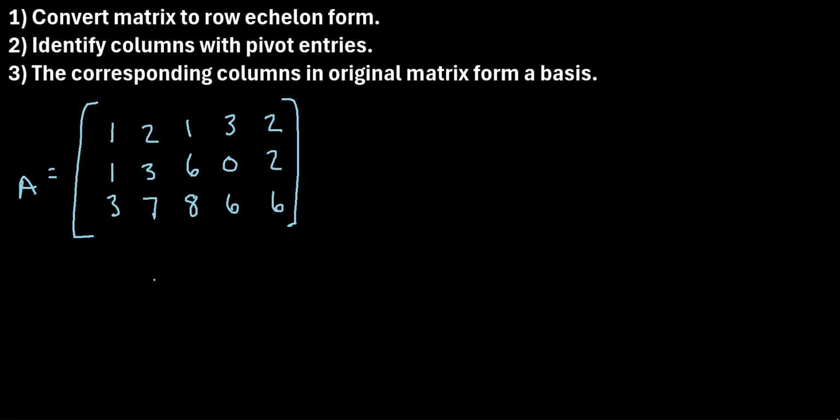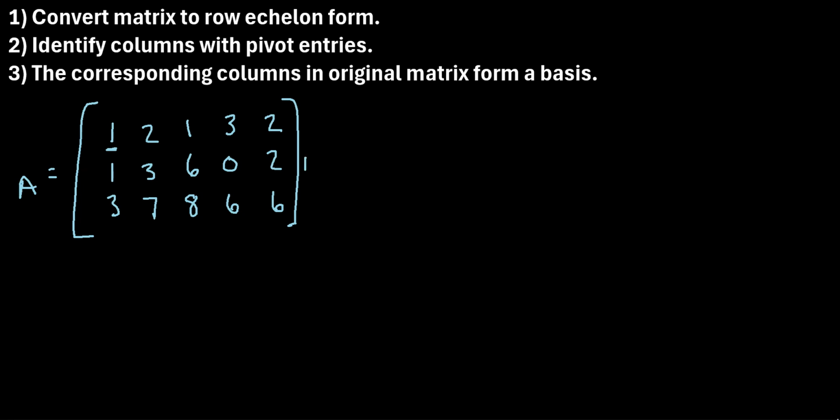Let's say we have matrix A here, and we want to know how we can find a basis for the column space of this matrix. Well, first we need to convert this matrix to row echelon form. In the first row, our first non-zero value, which is our pivot entry right here, is this 1. And remember, in row echelon form, a matrix has all zeros below the pivot entries. So this 1 and this 3 both need to become zeros. How could we do that?